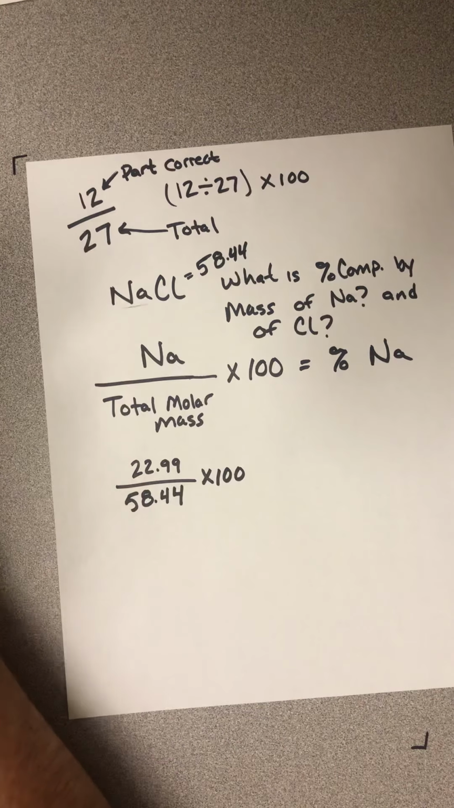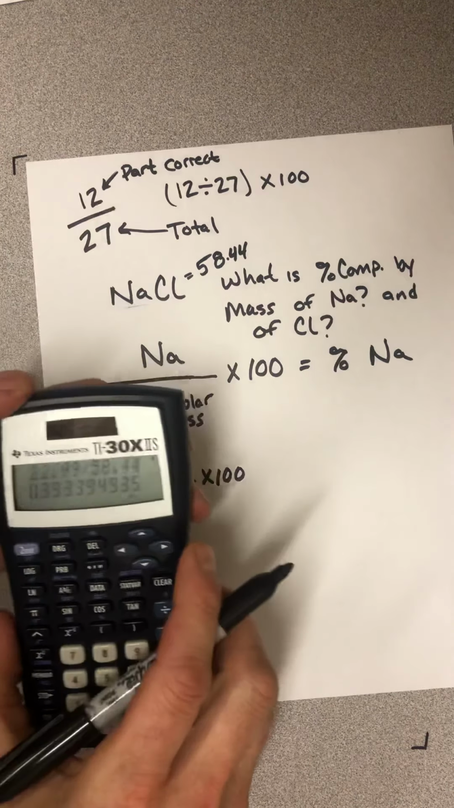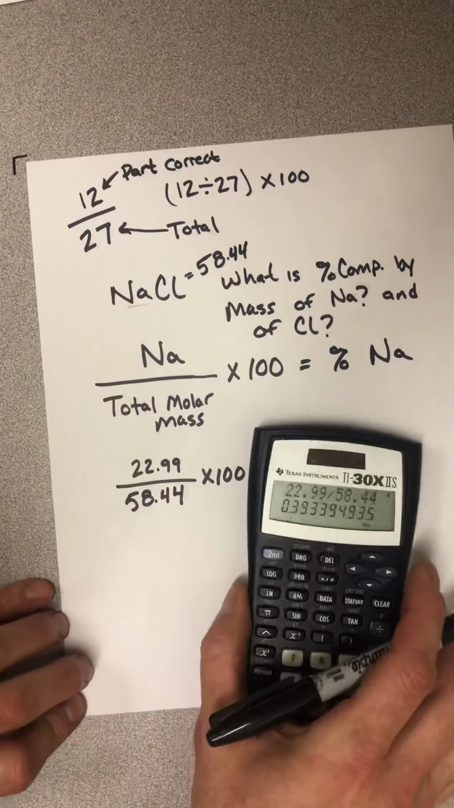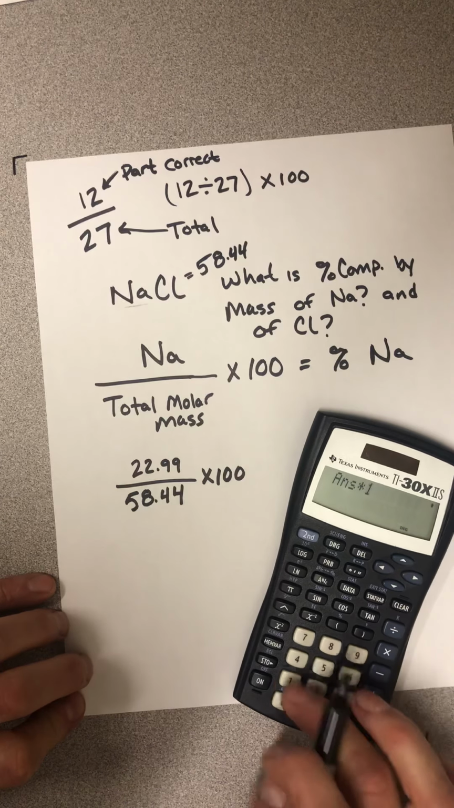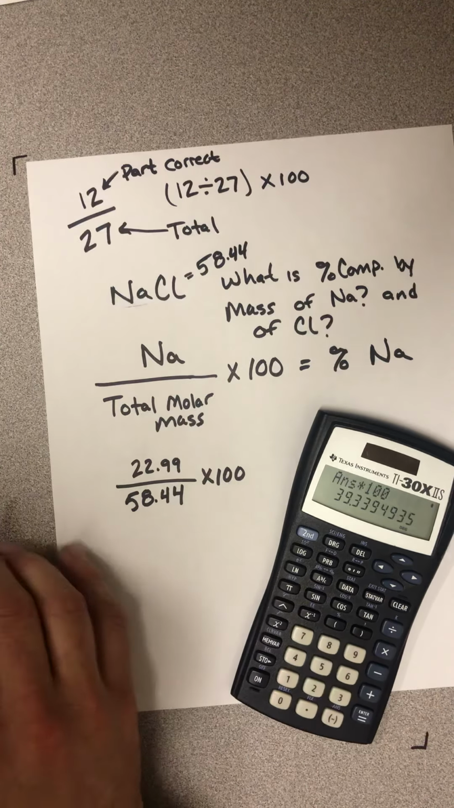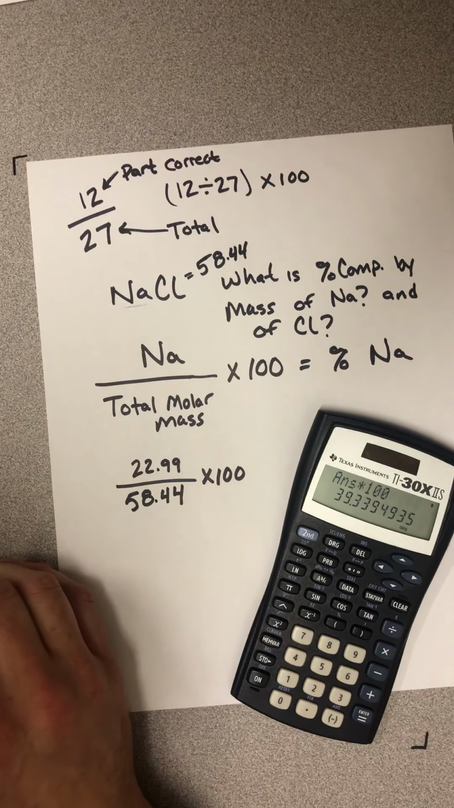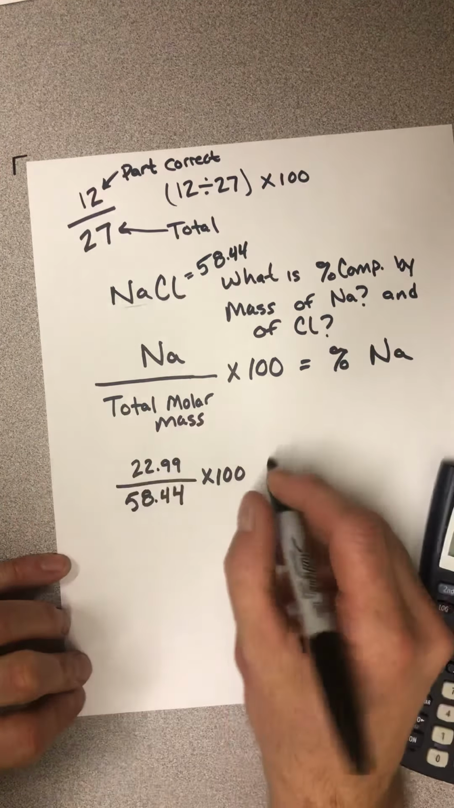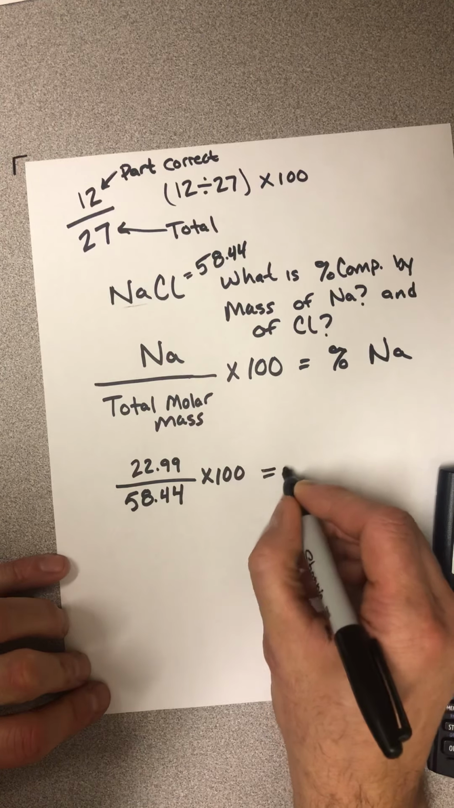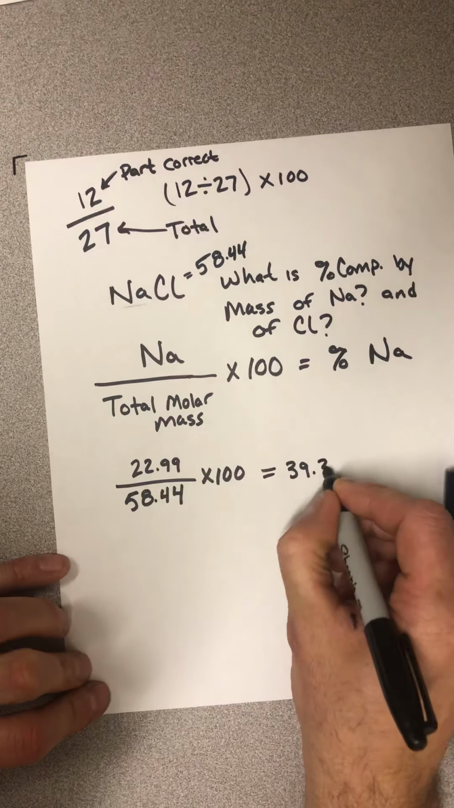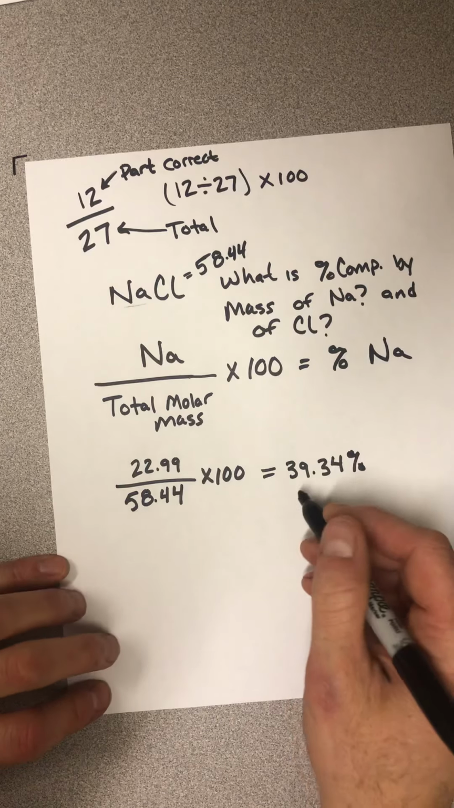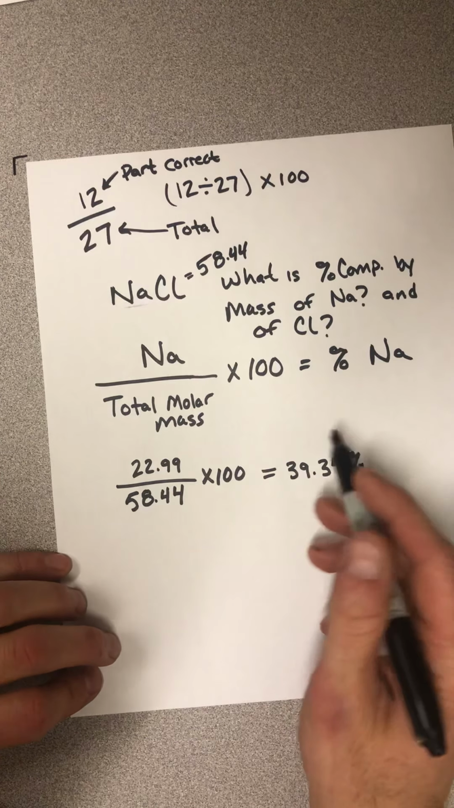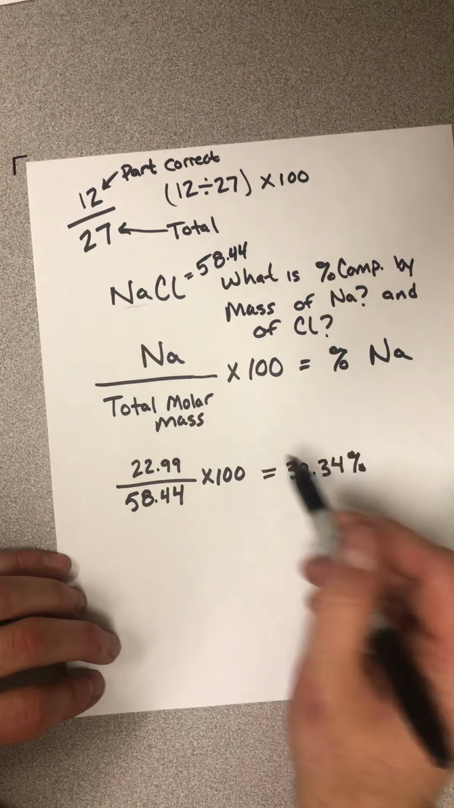So 22.99 divided by 58.44 gives us 0.39333. Leave that number on your calculator and just multiply it by 100. There we go, and that gives you 39.33%. Actually, 39.34%. As you can tell, that's not 50%, that's just about 40. So of course the remaining percent for chlorine is going to get you to 100.